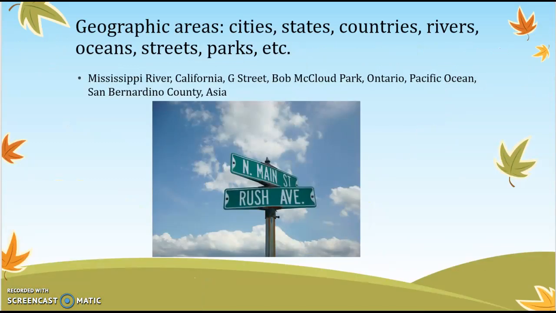Geographic areas such as cities, states, countries, rivers, oceans, streets, parks, etc. Those are all items that would be capitalized. These are some examples here. The Mississippi River, California, G Street, Bob McLeod Park, Ontario, Pacific Ocean, and San Bernardino County. We also have Asia listed. And these are examples of geographical areas that would be capitalized when writing.